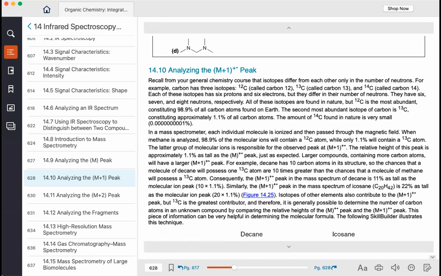Hello, everyone, and welcome to Section 14.10. This is on mass spectrometry and more specifically analyzing the M+1 molecular ion peak.